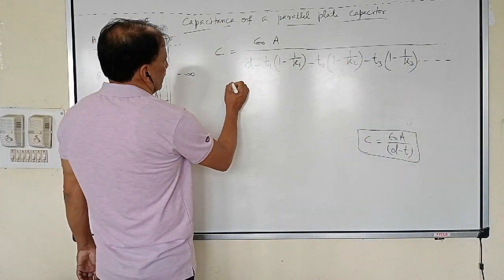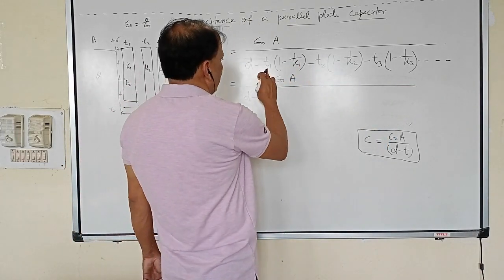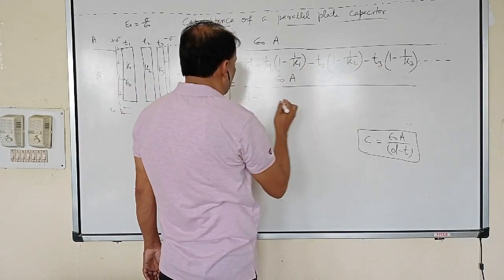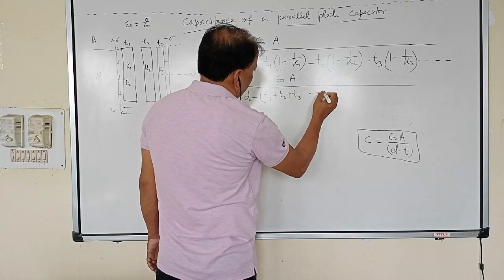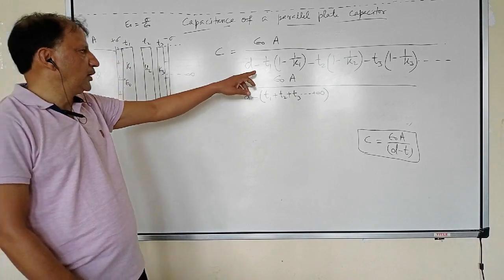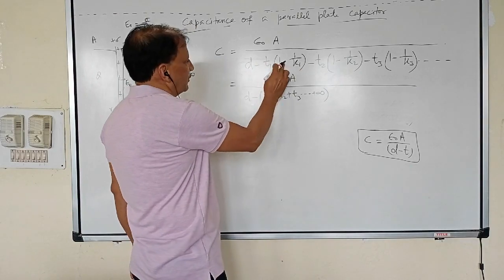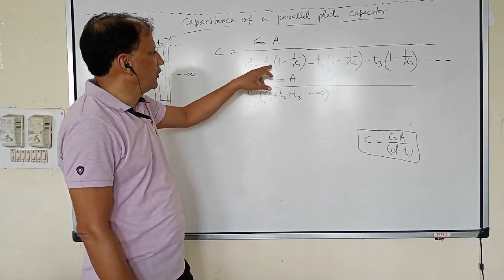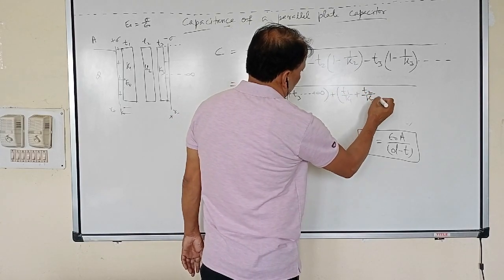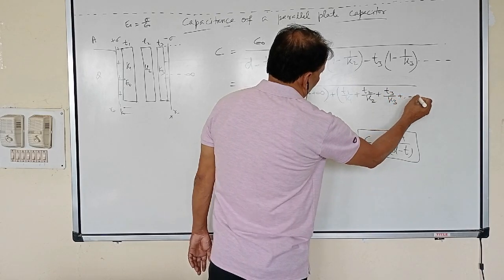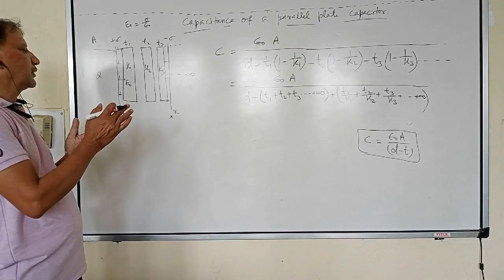Or it can be written as epsilon naught A upon D minus, taking the minus sign common, (T1 plus T2 plus T3 up to infinity). Now from here, minus plus, it will be T1 upon K1 plus T2 upon K2 plus T3 upon K3 plus dot up to infinity. So in this way we can calculate the capacitance.